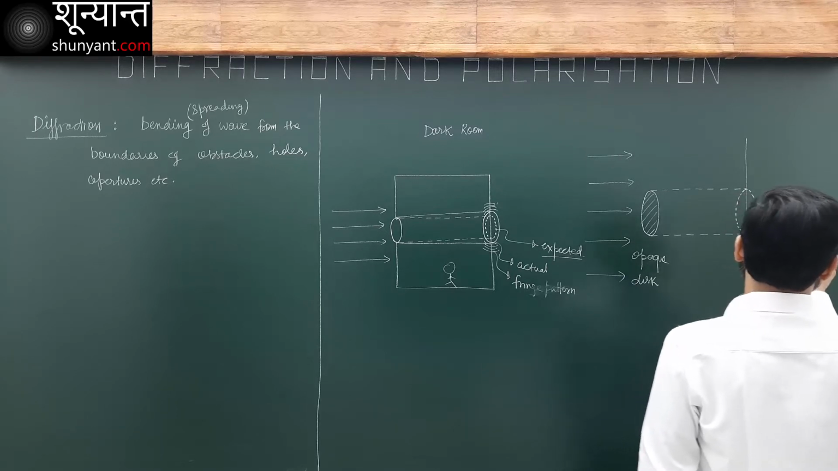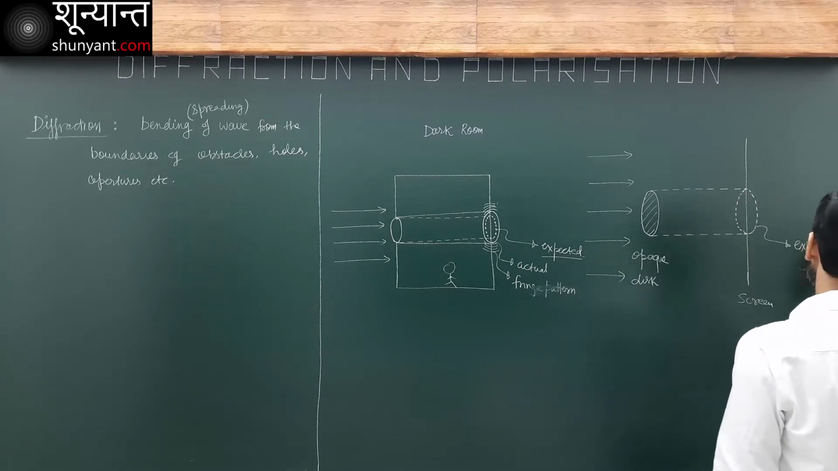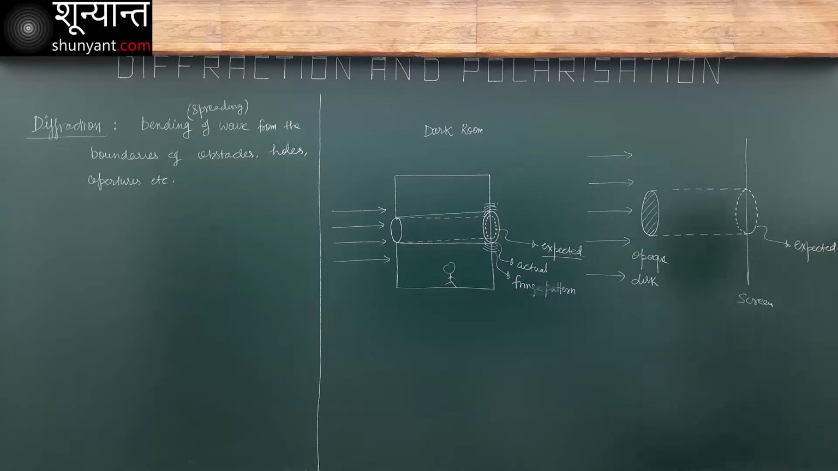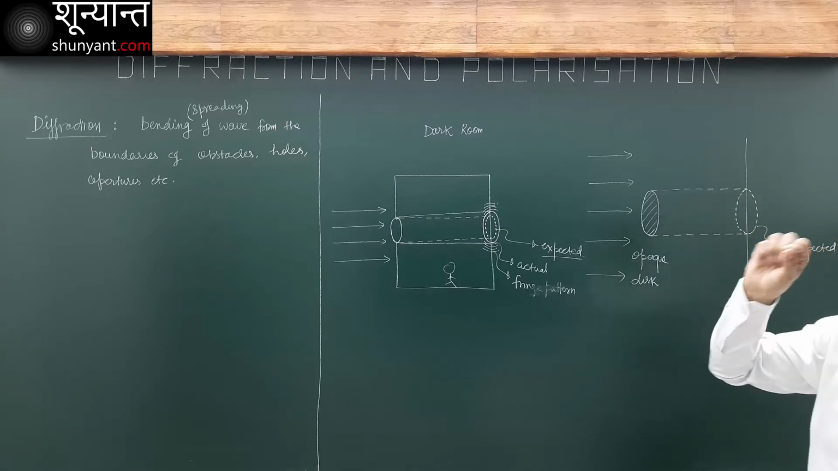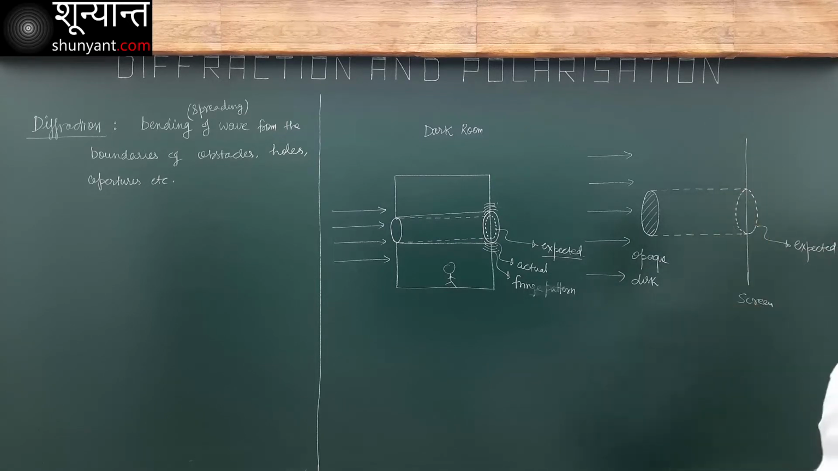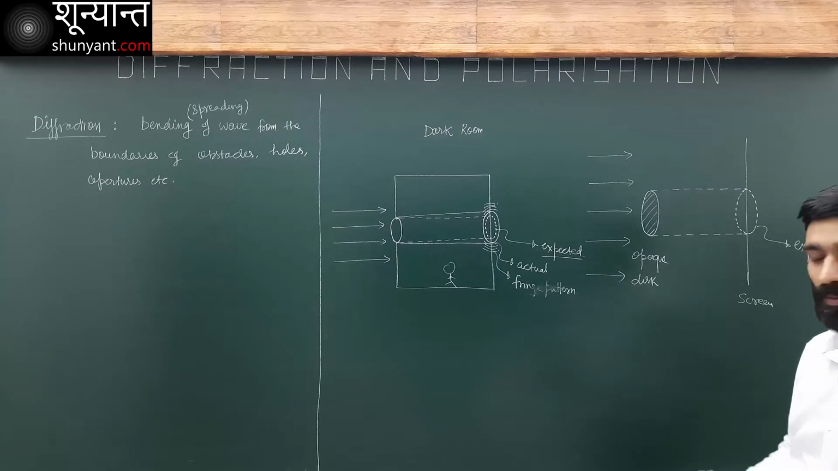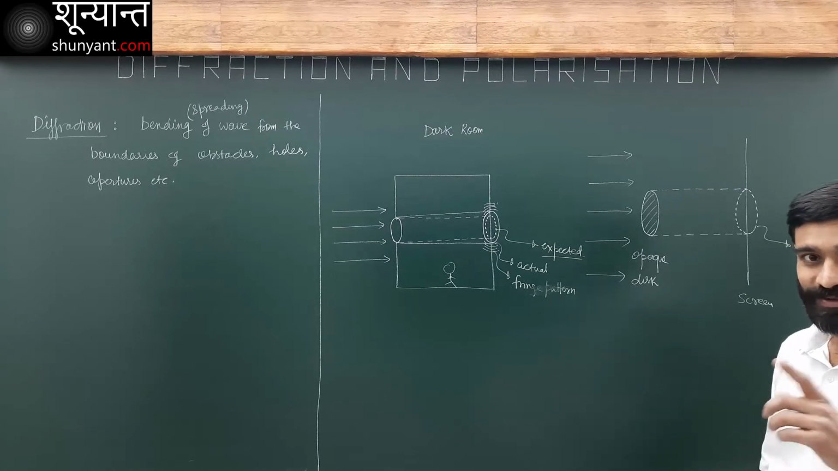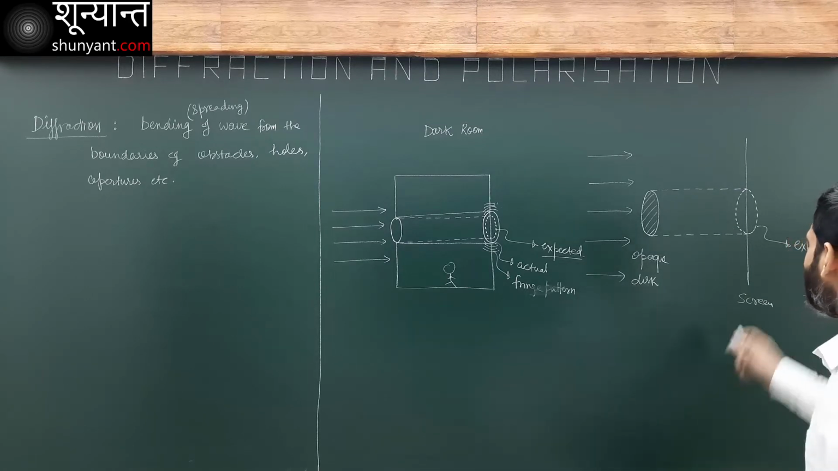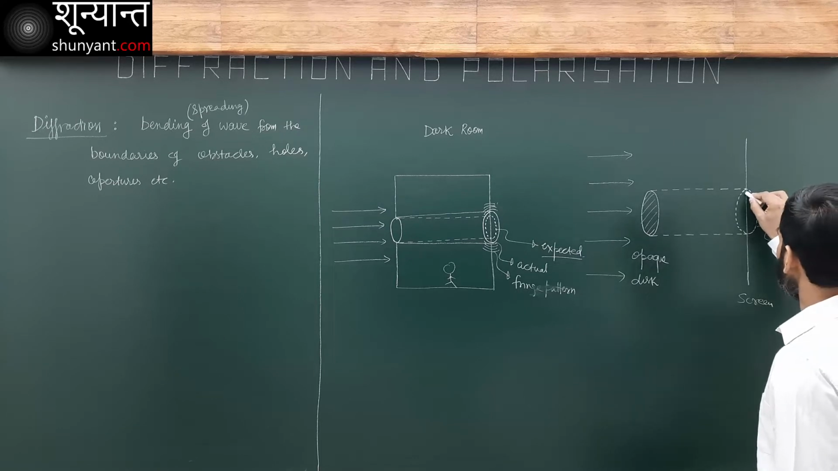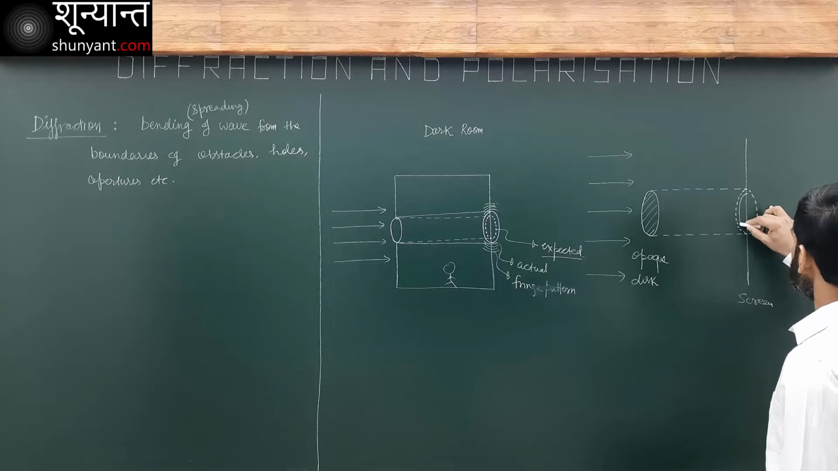This is what I expect. I should get a shadow. So I will have this dark region here. Outside will be bright. Expected. Commonsensical. But that does not happen. What actually happens is I get a shadow of smaller size.